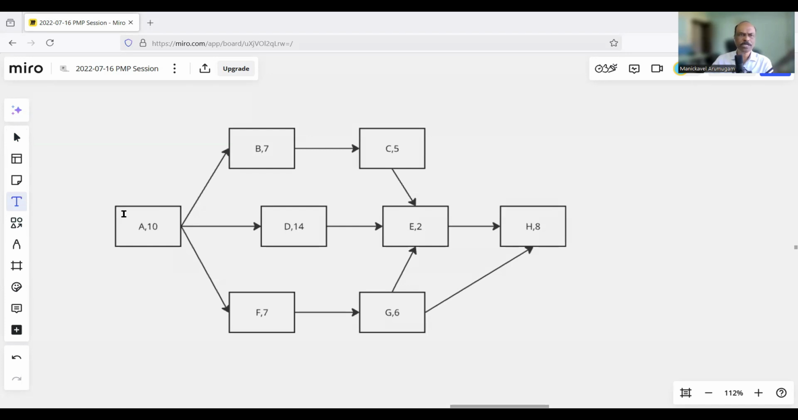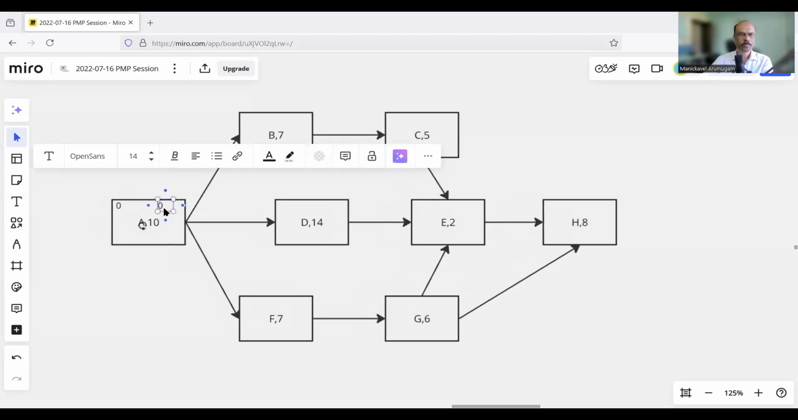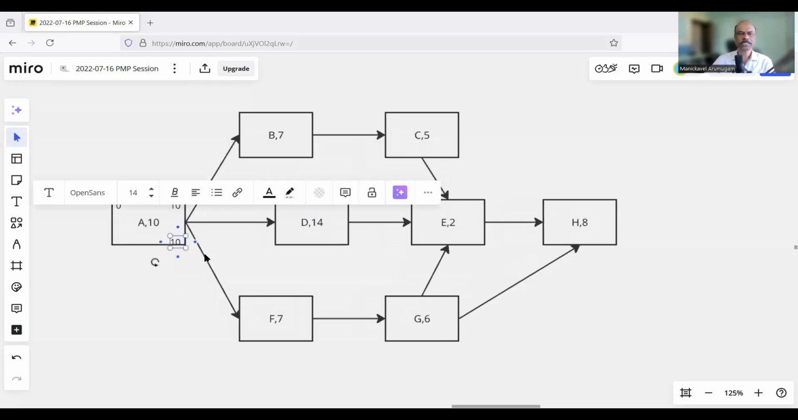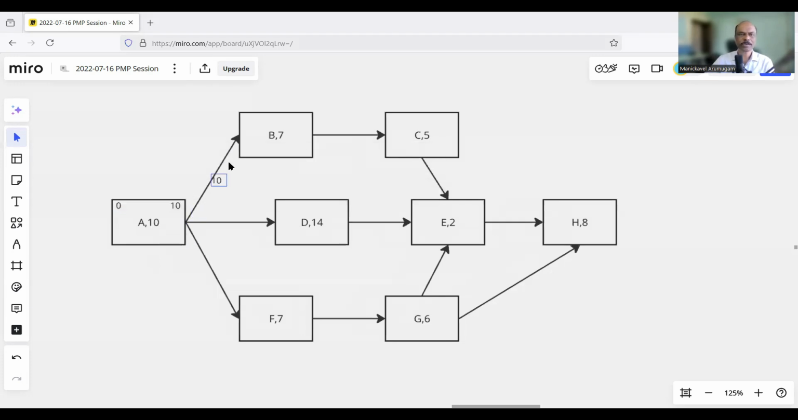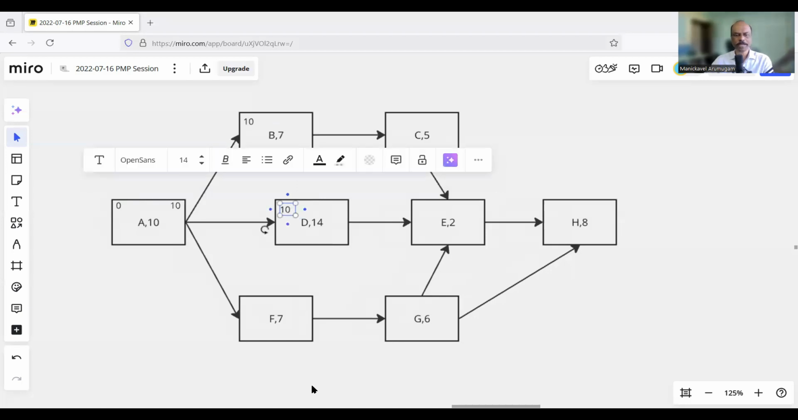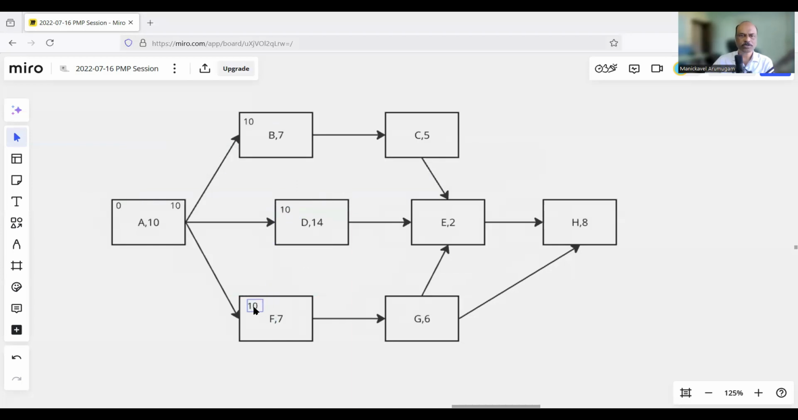As usual, you have to start with a zero. So early start is 0 for activity A because that is the first activity. Then 0 plus 10 will be the early finish. And this 10 will be the early start for all the successor activities. What are the successor activities? B is a successor to A, so that will be 10. D is also a successor for A, so that also has to start at 10. Similarly, F is also a successor, so that also has to start at 10.